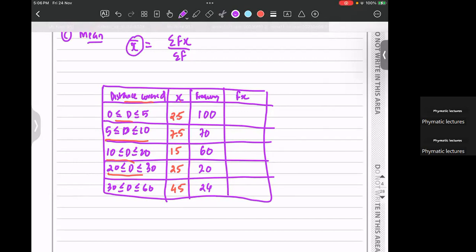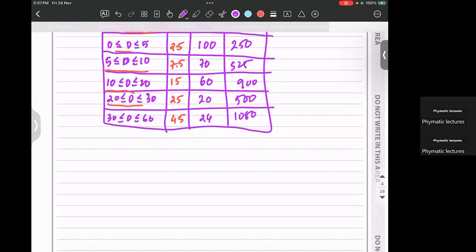How will we find the mean? First, find the individual values. 2.5 multiplied by 100 is 250. Next, 7.5 multiplied by 70 is 525. The next is 15 multiplied by 60, which is 900. Then 25 multiplied by 20 is 500. And finally, 45 multiplied by 24 is 1080.